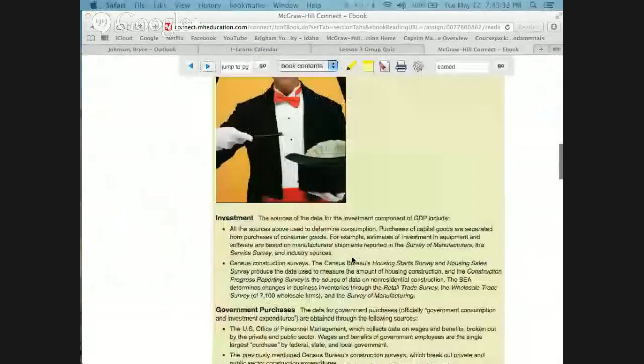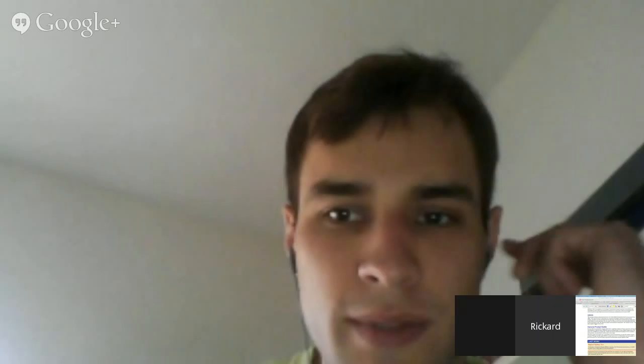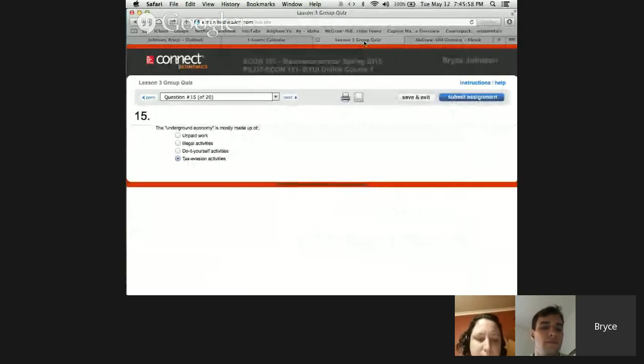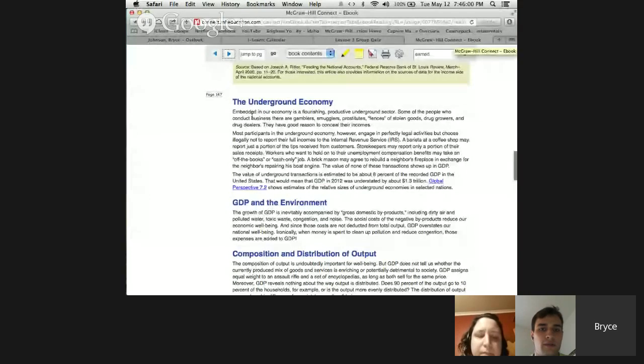Here's the thing about it. Yeah, if you look under non-market activities, it says consequently GDP understates a nation's total output, unpaid work, but it probably won't. I don't know. That's the reason why I chose it, but it probably wasn't because of that. I found it here in the underground economy section about that.